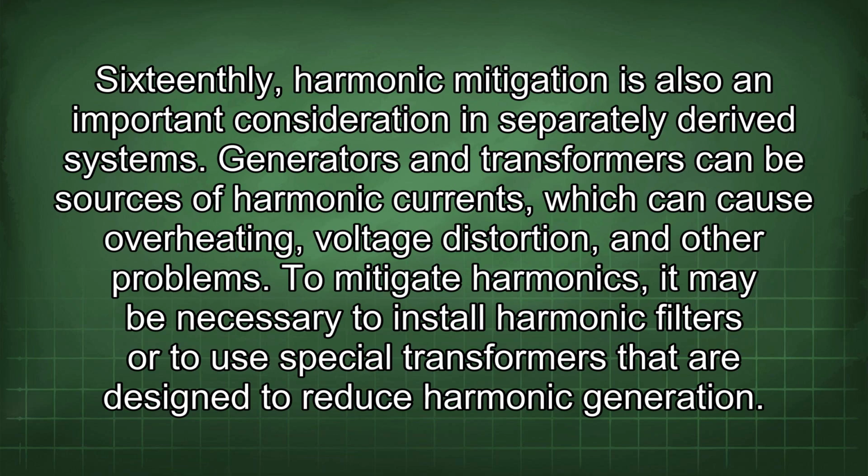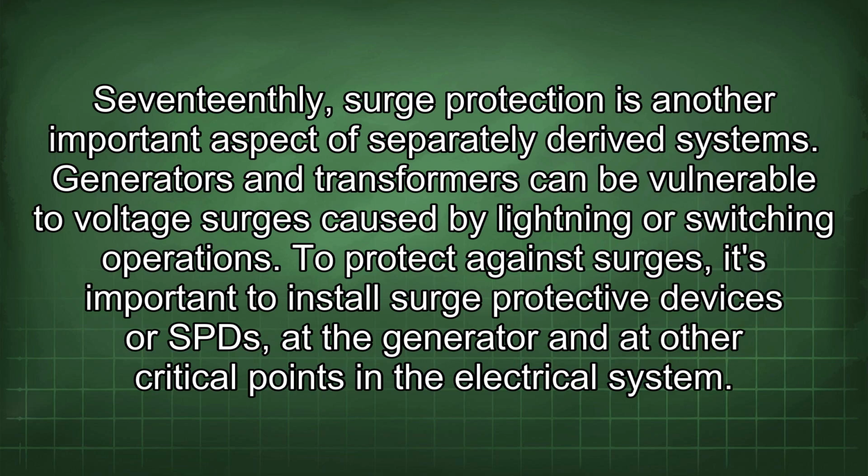Sixteenthly, harmonic mitigation is also an important consideration in separately derived systems. Generators and transformers can be sources of harmonic currents, which can cause overheating, voltage distortion, and other problems. To mitigate harmonics, it may be necessary to install harmonic filters or to use special transformers that are designed to reduce harmonic generation.